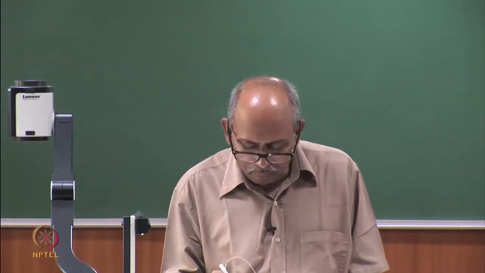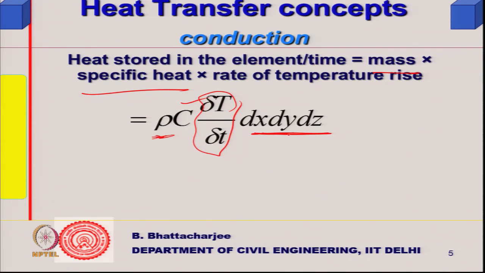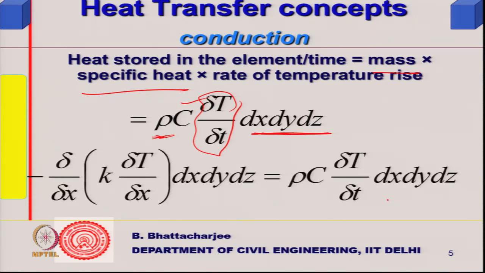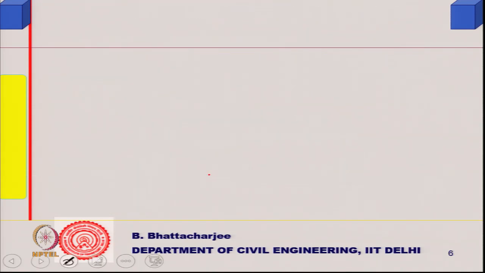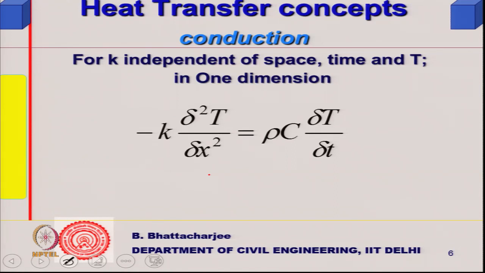So, the rate of change of temperature, the temperature rise, is given by this. In other words, I can equate it like this, and this gives me the basic one dimensional heat transfer equation. If I remove this 2, this will give you the basic one dimensional heat transfer equation, and that is what it is, k del T square.